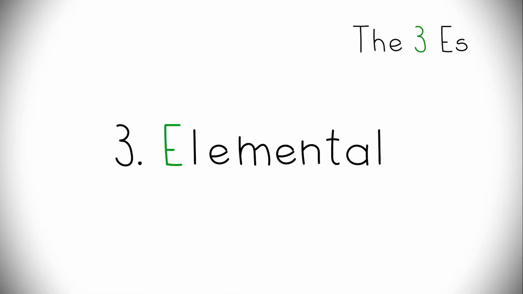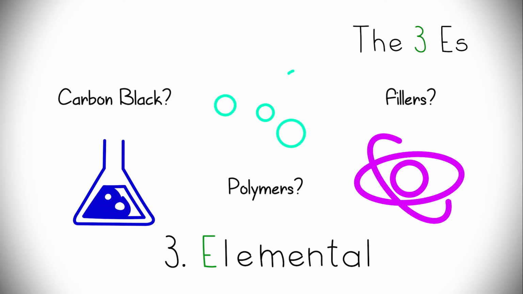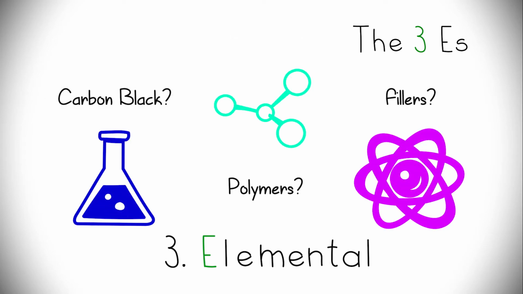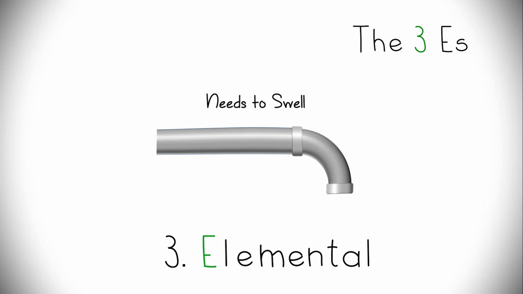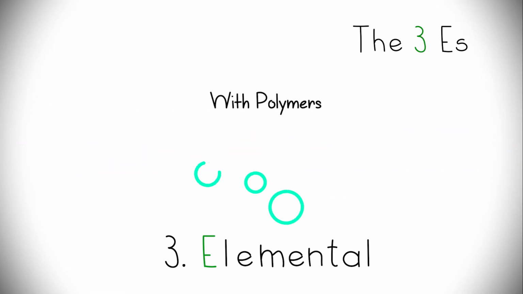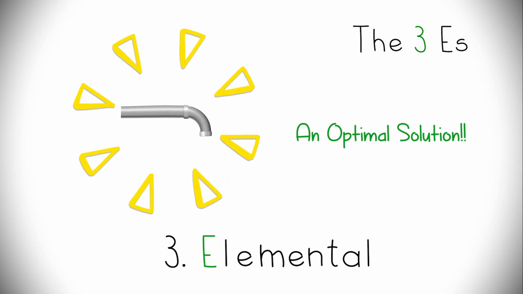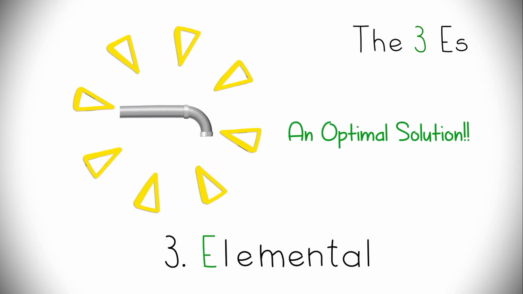And lastly, we have elemental. What elemental components are needed to formulate the material? Once we know what the material is supposed to accomplish and in what environment, we can now select the appropriate raw materials so the right components can be mixed together. This will yield the material that is optimized for the function it is designed to perform.